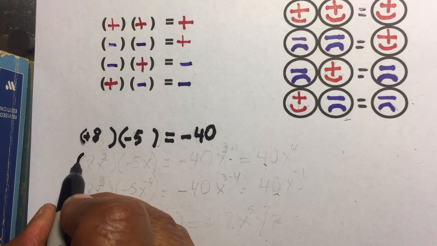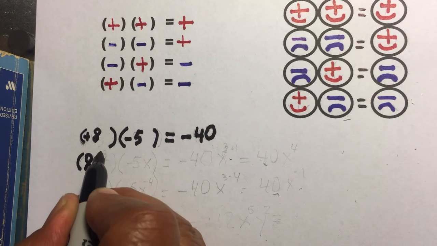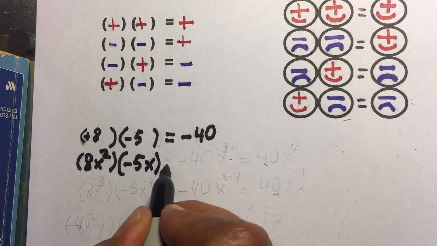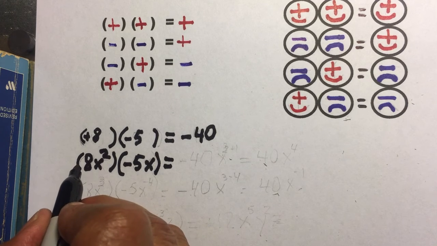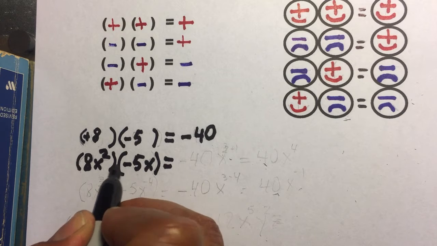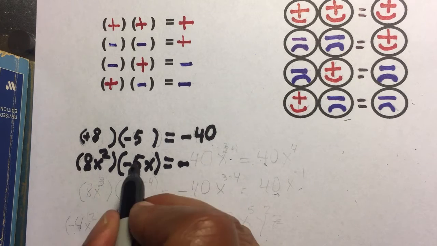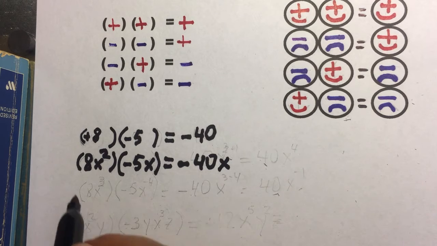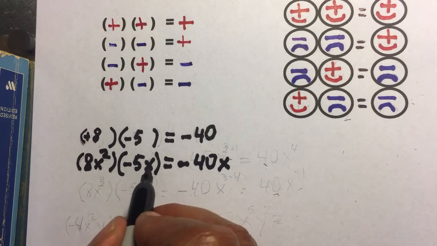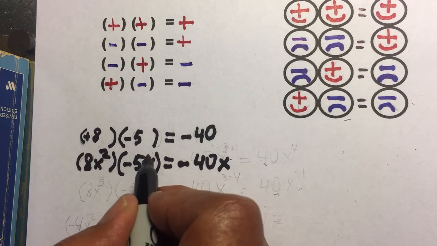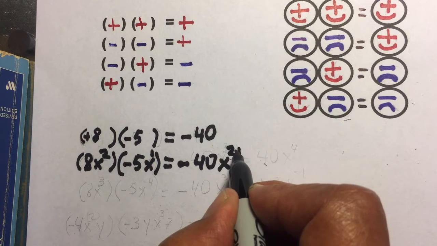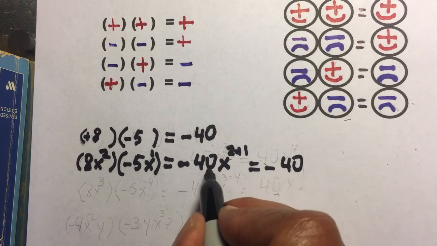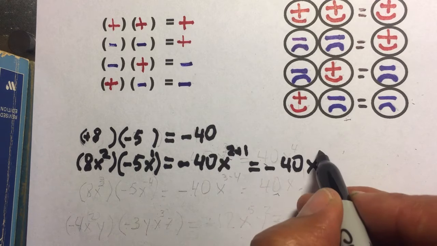Let's add some variables. Here we have 8x squared times minus 5x. Let's multiply the signs. The sign of 8 is plus. Plus times minus is minus. 8 times 5 is 40. For the literals or the letters, we put x and we add the exponents. The exponent here is 2 and the exponent here is 1. So it is 2 plus 1. The final result is minus 40x, and we add the exponents. 2 plus 1 is 3.